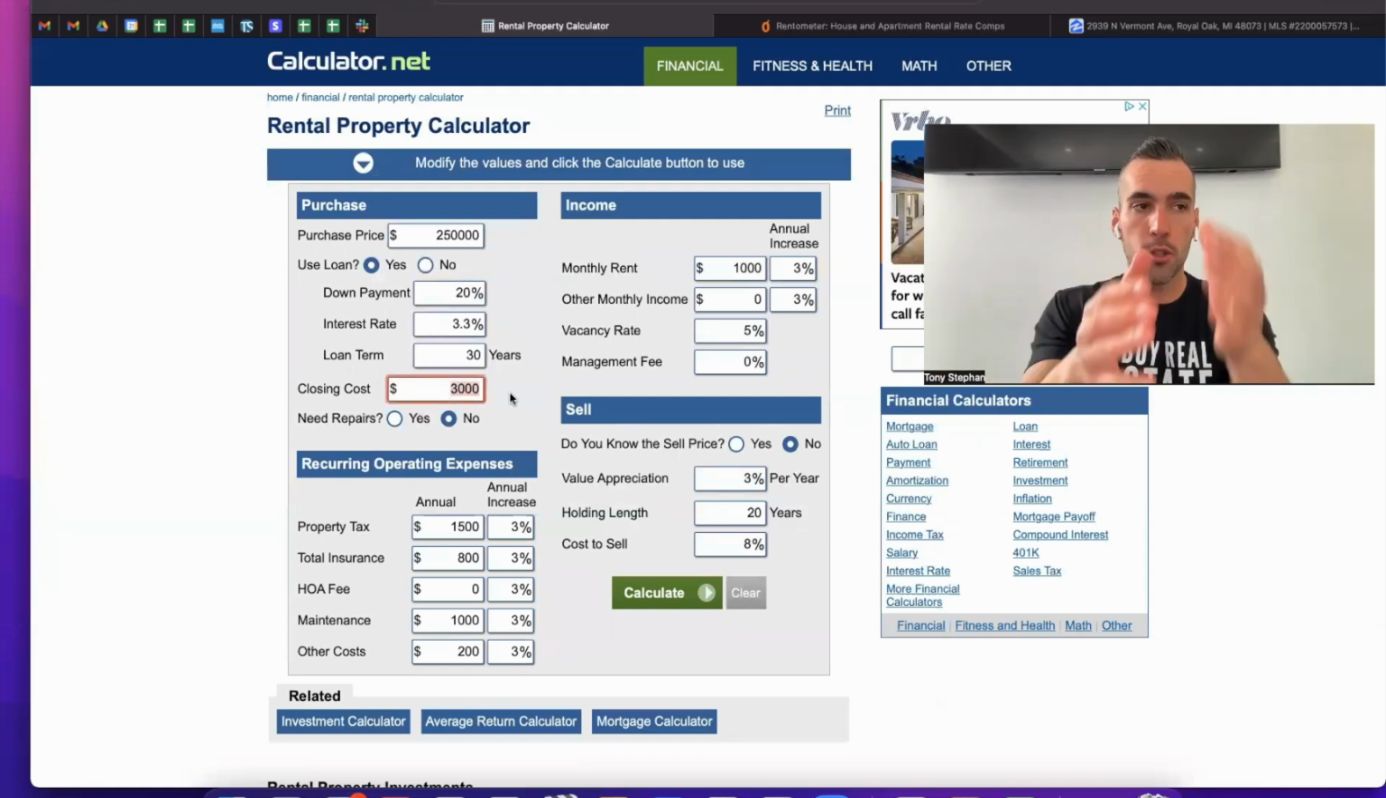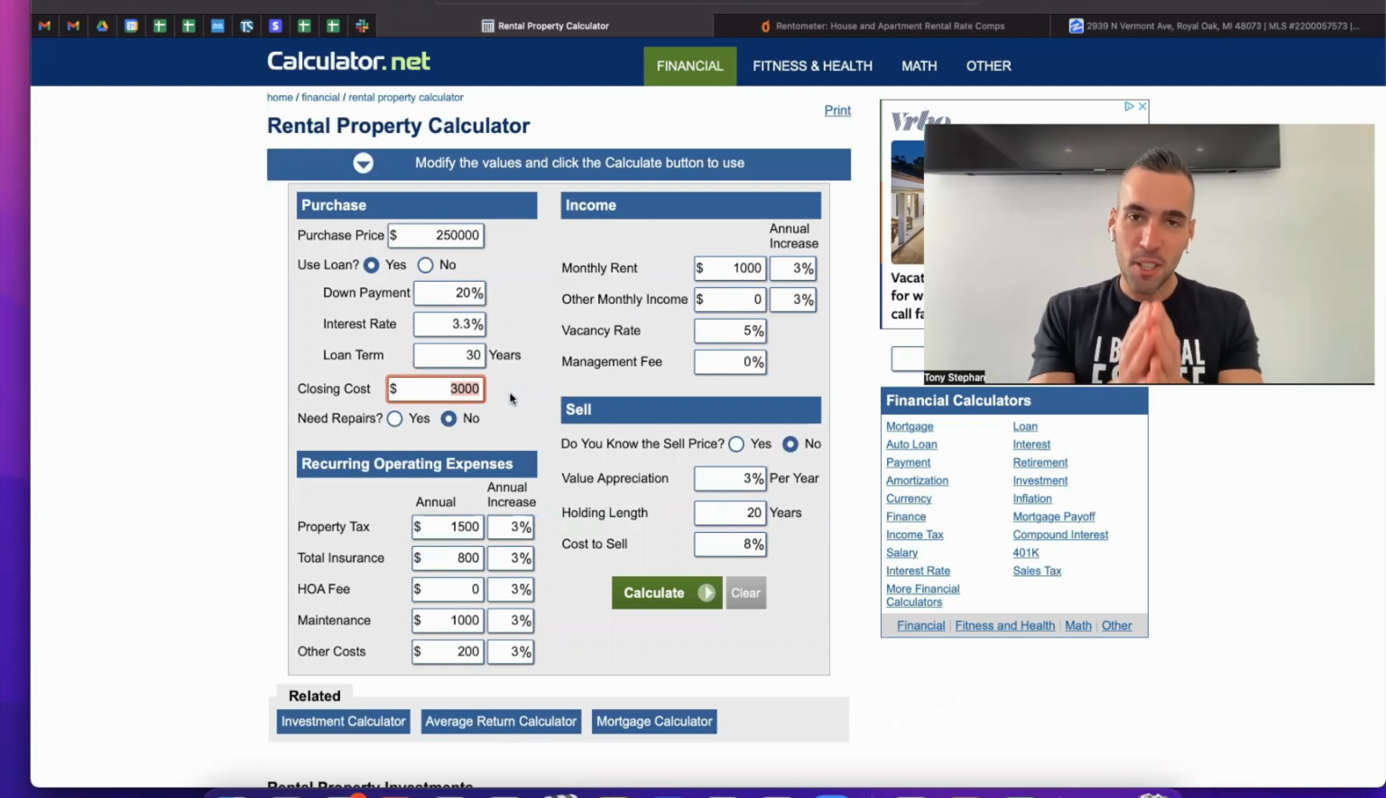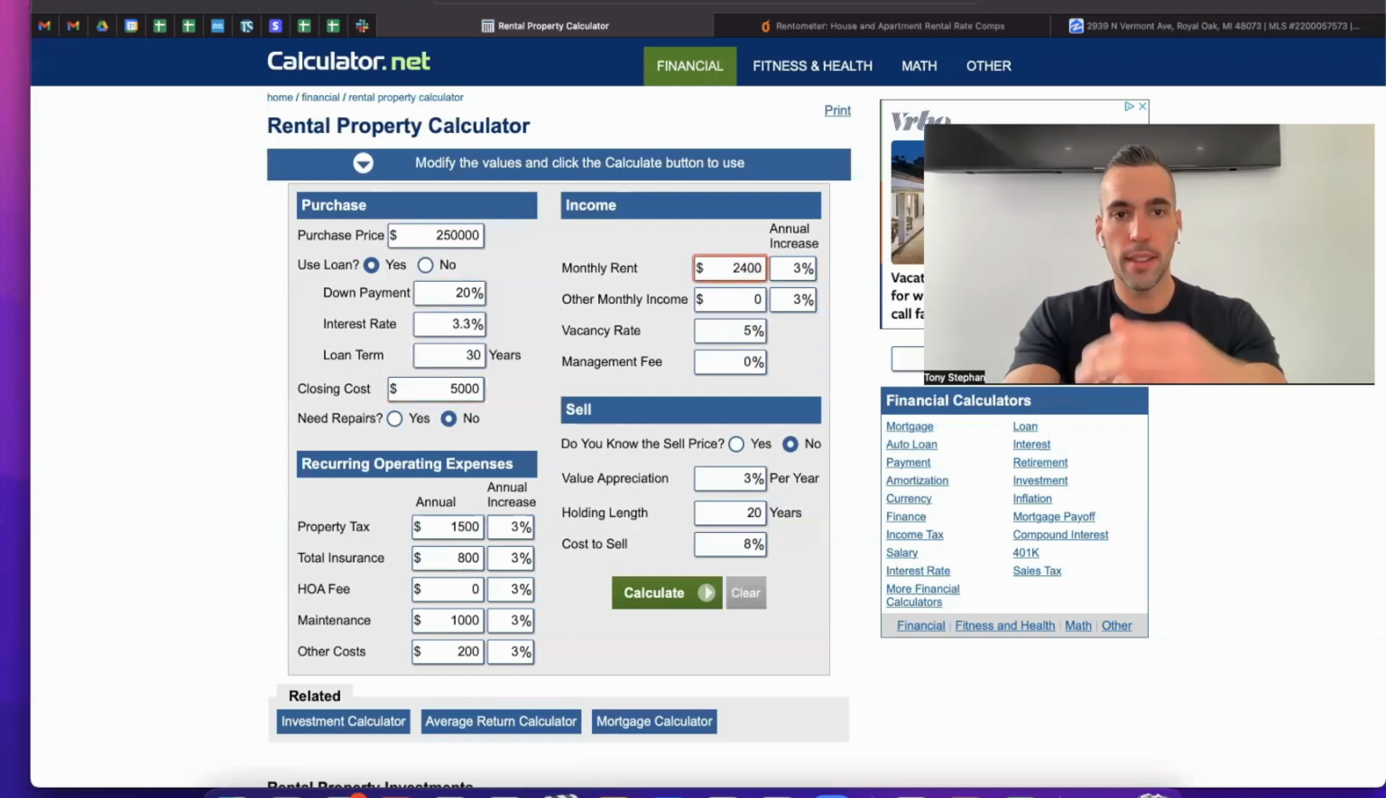Rather be under than over, because you got to remember there's closing costs to buying real estate, right? So let's go 2% to be safe, $5,000, okay? Monthly rent, we get $2,400 a month in rent there.